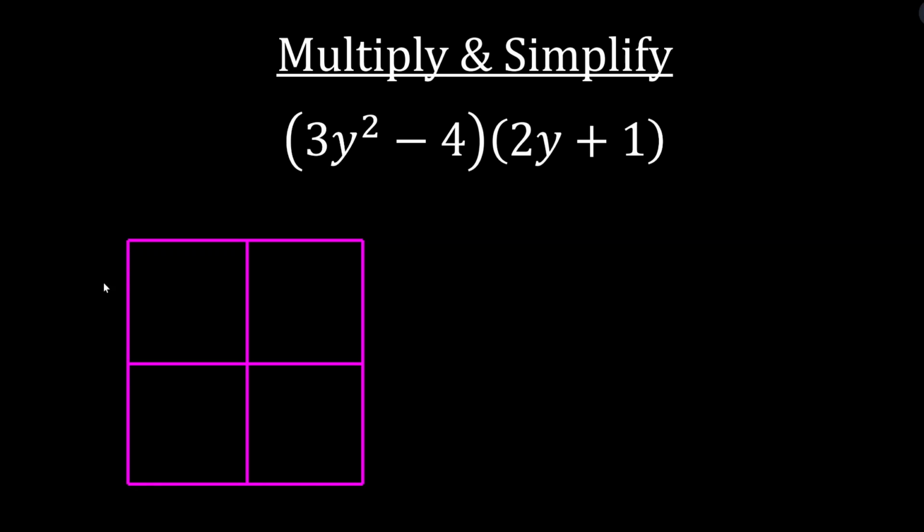Hopefully you labeled, and it actually doesn't matter which side we label 3y squared minus 4, top or bottom. Multiplication is commutative. Doesn't matter what we label as the length or the width. I'm just going to write it on top because I feel like it. So this is 3y squared minus 4. And then this is 2y plus 1. So we're going to multiply 2y times 3y squared. 2 times 3 is 6. And then we have y times y squared.